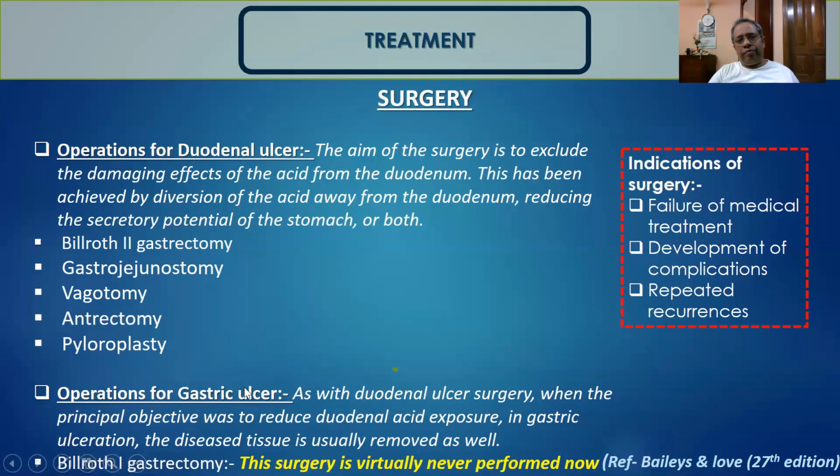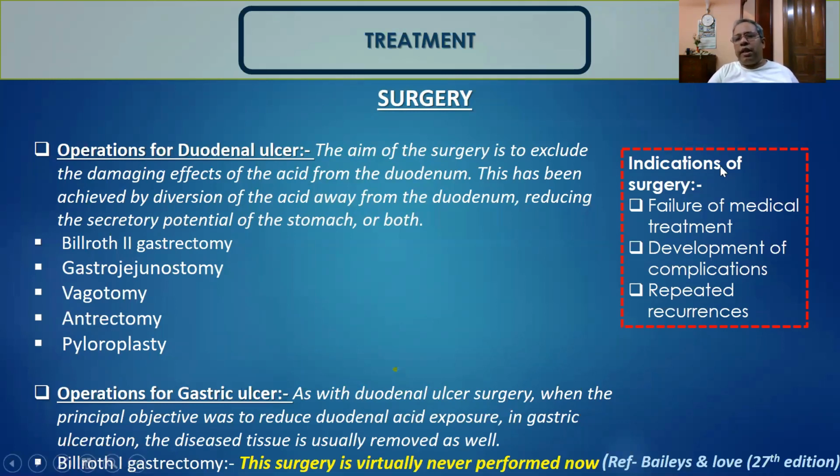Operation for gastric ulcer goes along with duodenal ulcer surgery, where the principal objective was to reduce duodenal acid exposure. In gastric ulceration, the diseased tissue is usually removed as well. So in the case of gastric ulcer, the book says Billroth 1 gastrectomy. Again, they write there that this surgery is virtually never performed now. So the ultimate treatment is only conservative treatment. If the medical treatment does not respond, in that case go for surgical treatment. Otherwise, don't go for surgical treatment.